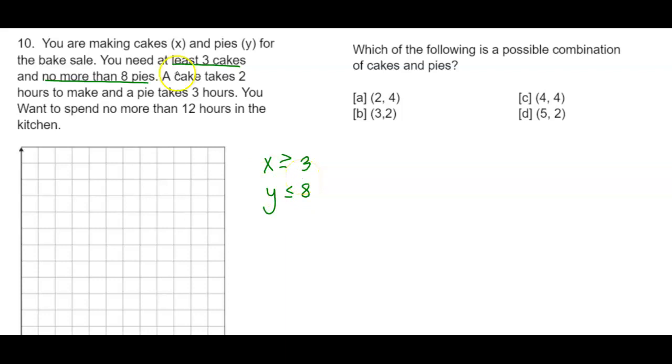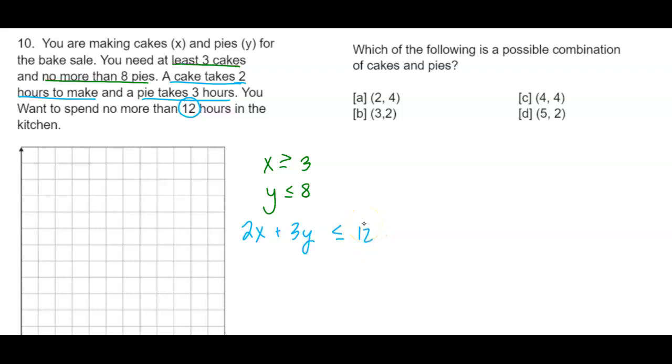And then finally, we have a constraint with regards to our time. A cake takes 2 hours to make, and a pie takes 3 hours to make. Altogether, we do not want to spend any more than 12 hours making cakes and pies. So if I combine the hours I spend making cakes, 2 hours for every cake, so 2x, and add that to the hours I spend making pies, which would be 3y, 3 hours for every pie I make, we're making y pies. The sum of those hours we do not want to be any more than 12, so that has to be less than or equal to 12.